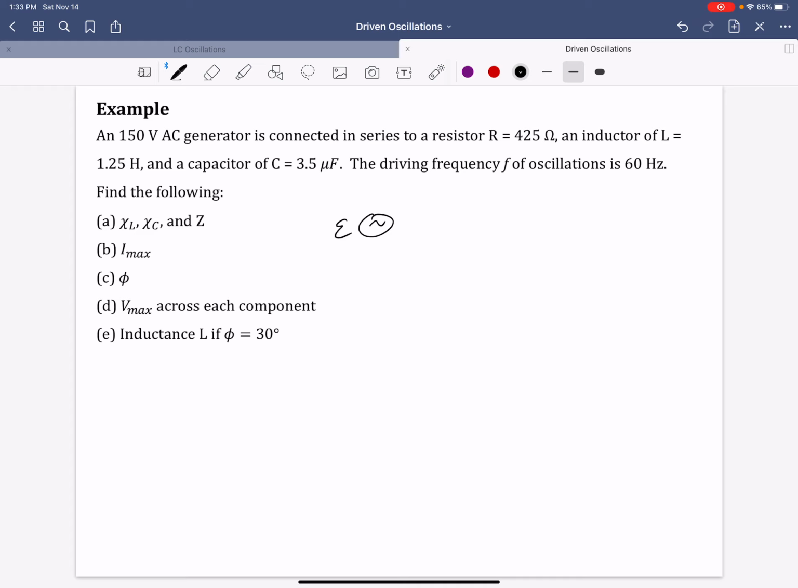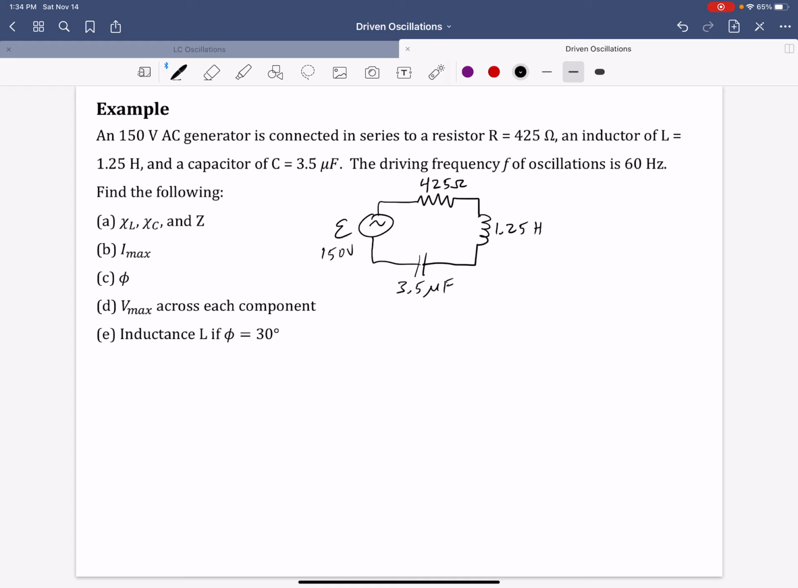To start, we have the battery, or the generator, and then like normal, you have a resistor, inductor, and a capacitor. Okay. So actually, let me just go ahead and write the values up there. The resistor I have as 425 ohms. The inductor is 1.25 henries. And the capacitor is 3.5 microfarads. All right. And the EMF, I guess, is 150 volts.